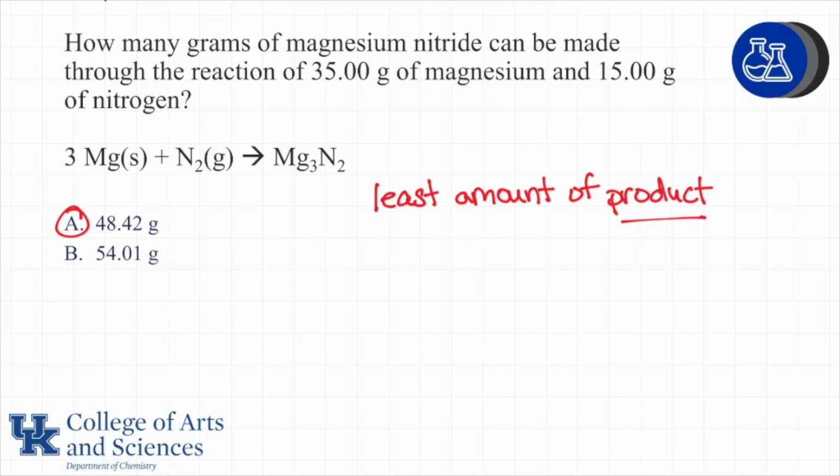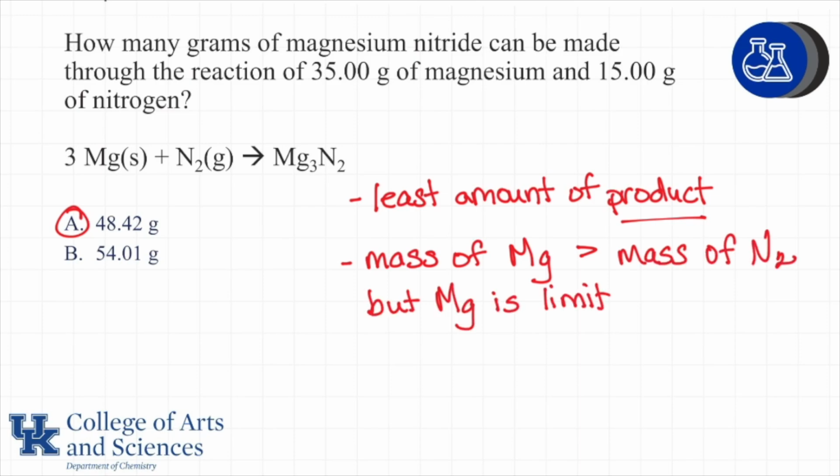So we always have to look at the product. The mass of magnesium is greater than the mass of nitrogen, but the magnesium is limiting because we have to take into account we have different molar masses and different mole to mole ratios between different substances in the reaction, which ultimately impact the amount of product that can be formed.